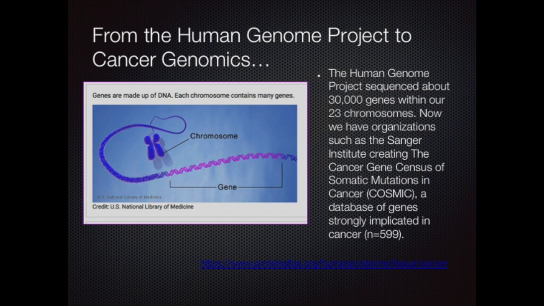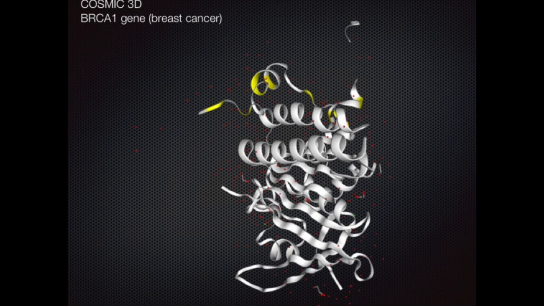The Human Genome Project sequenced about 30,000 human genes within our 23 chromosomes. Now we have organizations such as the Sanger Institute creating the Cancer Gene Census of Somatic Mutations in Cancer, or COSMIC, a database of genes strongly implicated in cancer. This model of the BRCA1 gene was generated by COSMIC 3D. The BRCA1 gene is only one of the genes associated with breast cancer.